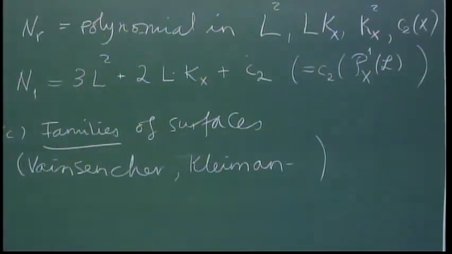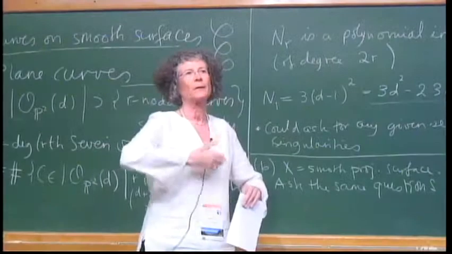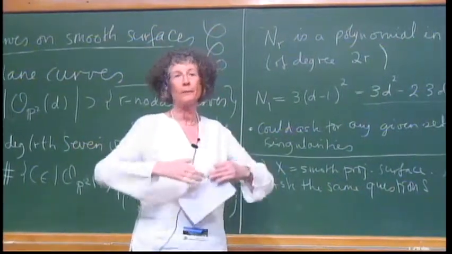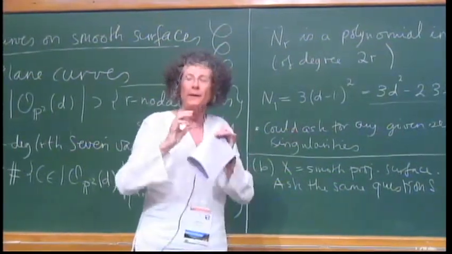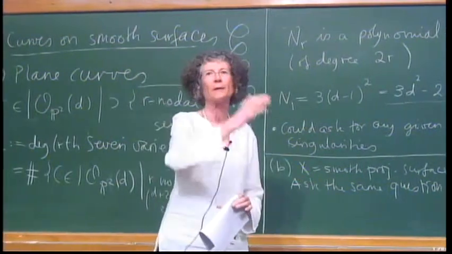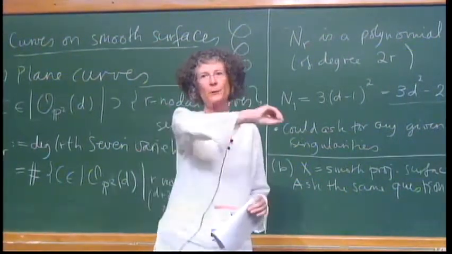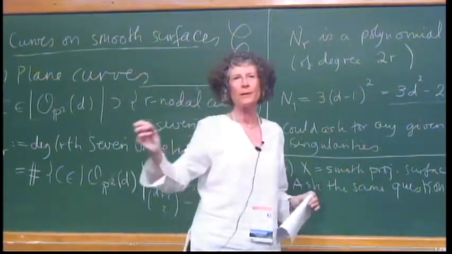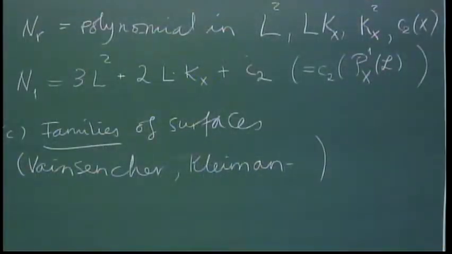comes up in the work I'm doing with Steve Kleiman, because our process of computing node polynomials involves actually, even if we start with one surface, we're going to pass to families of surfaces, because we're blowing up different points on the surface, and it makes a family.